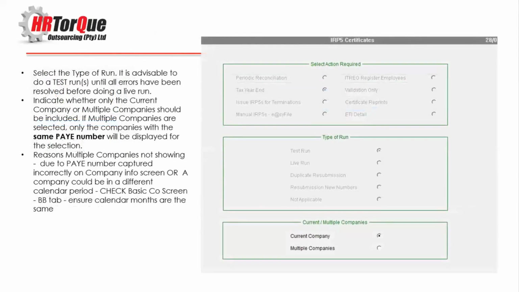You select the type of run. Always do your test run first until all your errors have been resolved. This will give you the standard errors, and maybe not the updated errors which are lurking in Easy File, as Carl mentioned, due to differences in actual versions. Therefore, we recommend that you always do the test run first until you've pulled it in and have a passed validation on Easy File. You can do multiple or single companies, and by companies, we mean entities with the same PAYE registration number. For instance, a main payroll, an exec payroll, and a wage payroll, all with the same PAYE number, can be consolidated into one file to be pulled into Easy File.